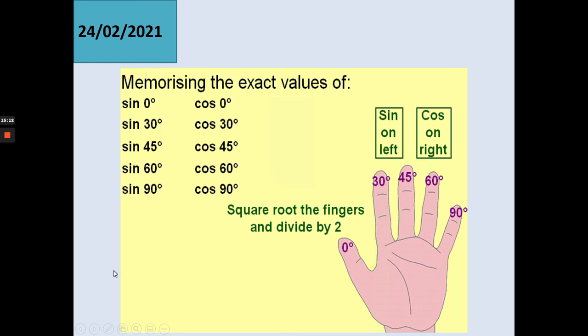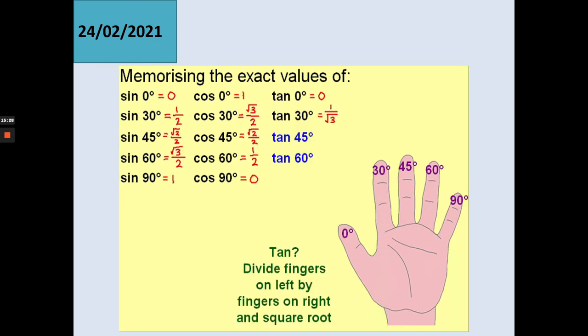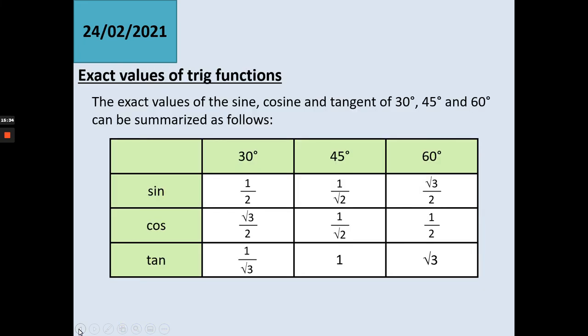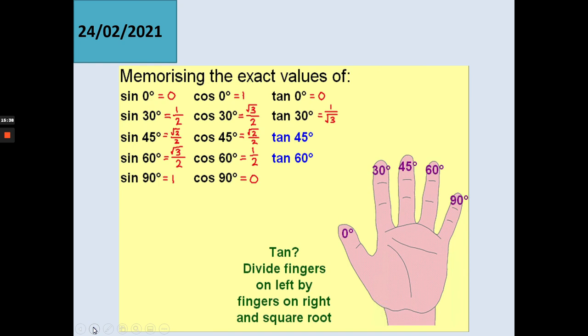Okay, so if we think about cos of 30, actually if we go back one slide, so we've got that. If we think about our cos of 30, I'm going to put my 30 finger down again. This time I've got 3 fingers on my right for my cos. So I'm going to do the root of 3, and divide that by 2. So that's root 3 divided by 2. If we look at all of those there, that's exactly what it is, and if we go back to our table, it's the same there. So that's how you use your hands, but you have to practice, and you have to keep practicing.